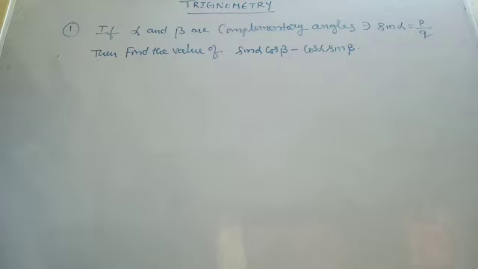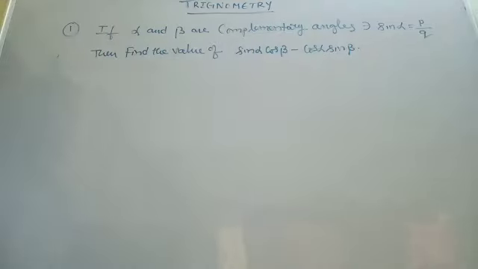This is what you are having: if alpha and beta are complementary angles such that, given that sine alpha equal to p by q, right? Then find the value of sine alpha cos beta minus cos alpha sine beta, like this, right? How we are going to do this particular problem, you please observe, my dear students.